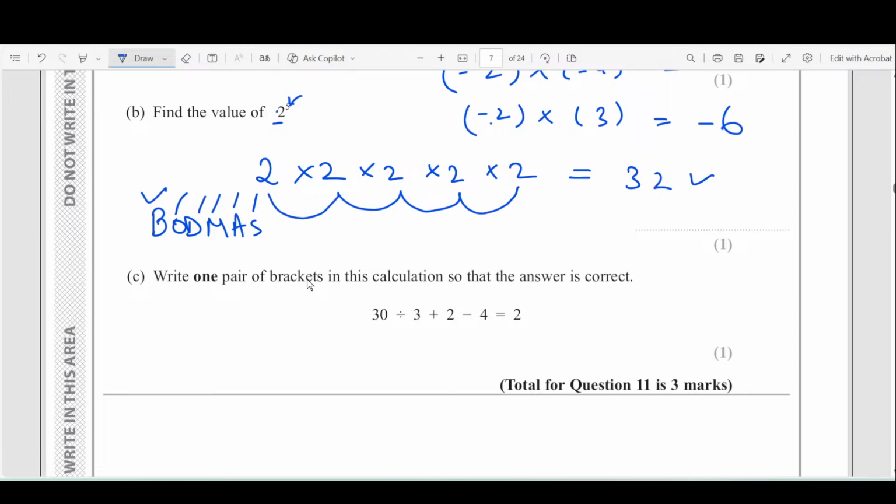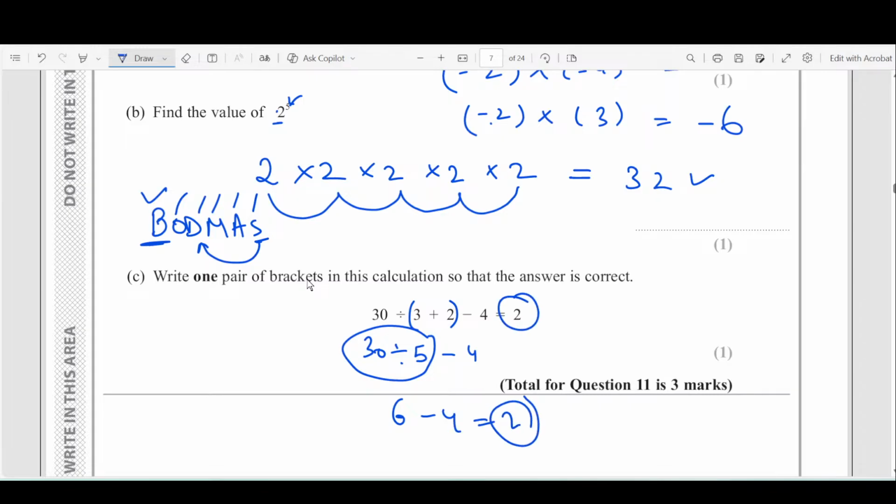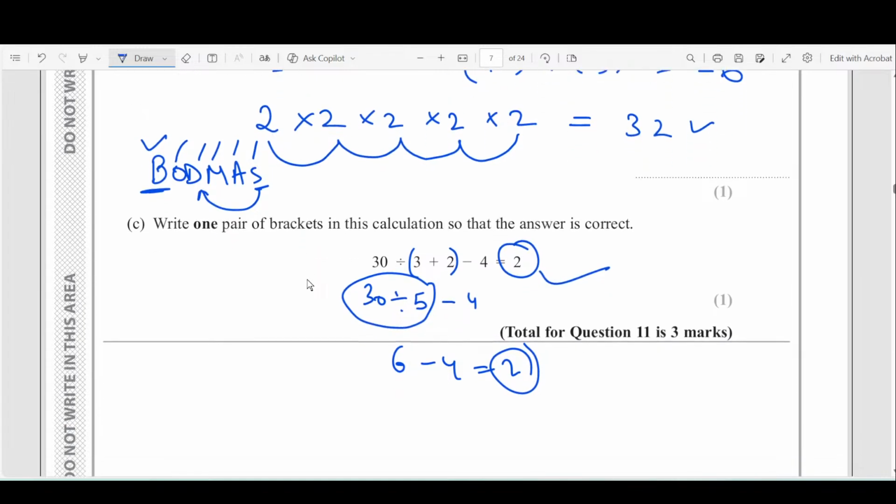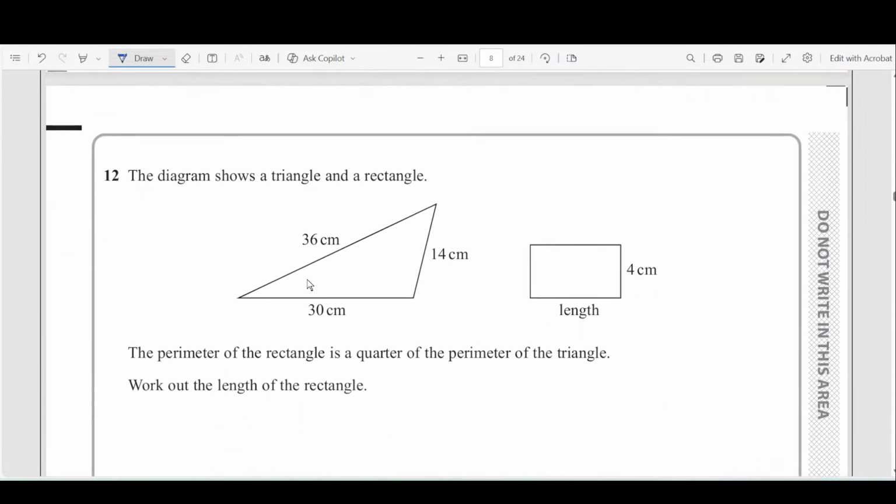If we place brackets around 3 and 2, this will become 30 divided by, first we solve the brackets always, okay? This is going to be 5, right? Then minus, and before subtraction we have division according to this rule. So first we divide. 30 divided by 5 is 6, minus 4 is 2. So you can see the answer is correct when we put brackets around this. So that's how we do it.